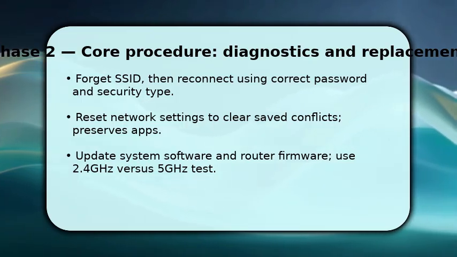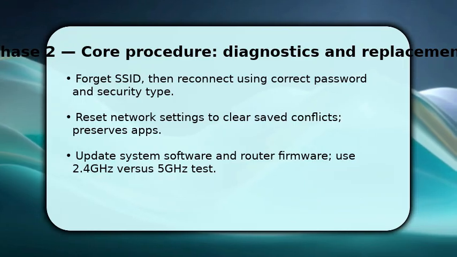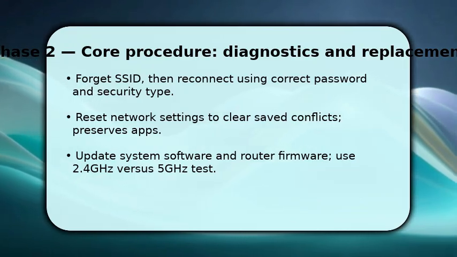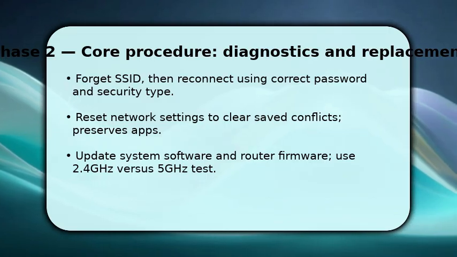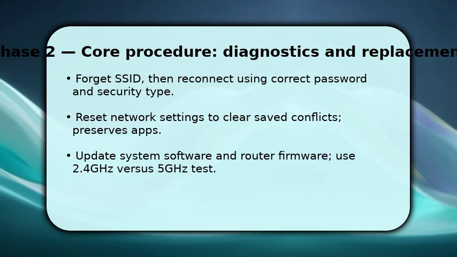Update your phone software and, if possible, router firmware to eliminate compatibility bugs. Test connecting to the 4 GHz band versus 5 GHz. Some Samsung phones handle one band better, so you can isolate band issues.